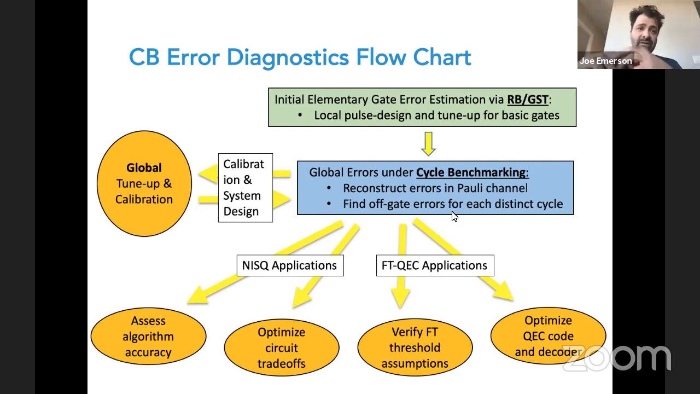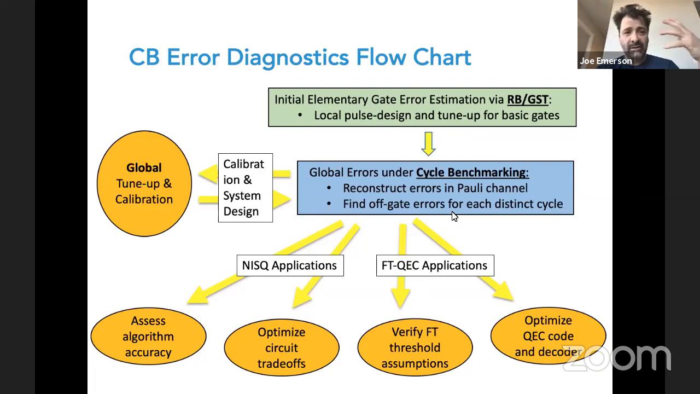And the reason for that is that experiments are hard, right? In the superconducting qubit system, you're using microwaves, and microwaves are long, and they basically cover the whole chip. Any other qubits that are on resonance with that frequency are going to be excited and perturbed by the gate operation. And so you can see a big error on qubit 10 when you're just trying to do a gate on qubits 4 and 5. So by global, what I mean is that we're looking at the errors across the whole system. And we're reconstructing the errors in what's called a Pauli channel. And I'll explain why that's the right object later. And we're finding what I call off-gate errors occurring on other qubits under each distinct clock cycle, each distinct combination of gates. So now how is that information useful?